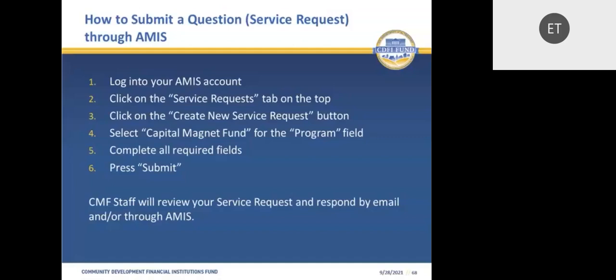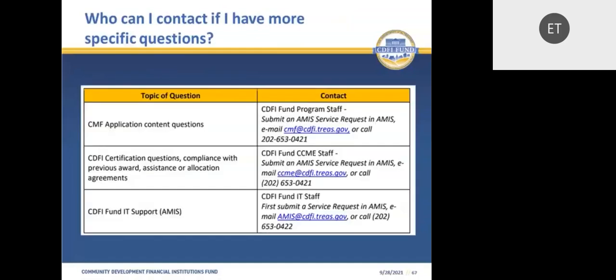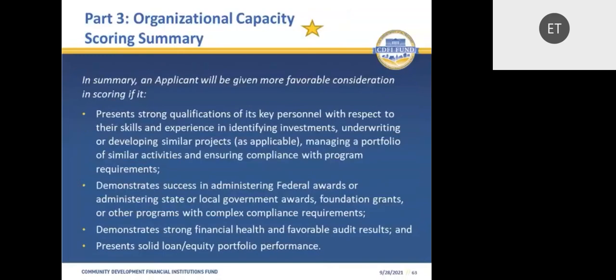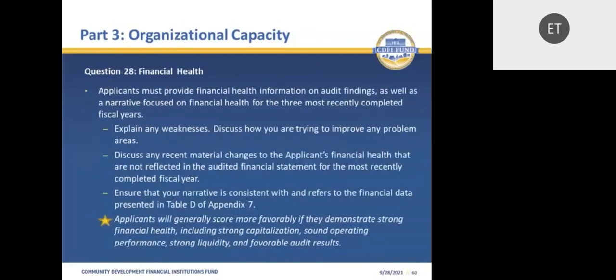So let me go back to a slide that Paula talked about a few slides ago. Question 28 focuses on the financial health. This is where you should discuss any material changes to your financial health, and also discuss how it aligns with Table D in Appendix 7. So the narrative and the table should align here.